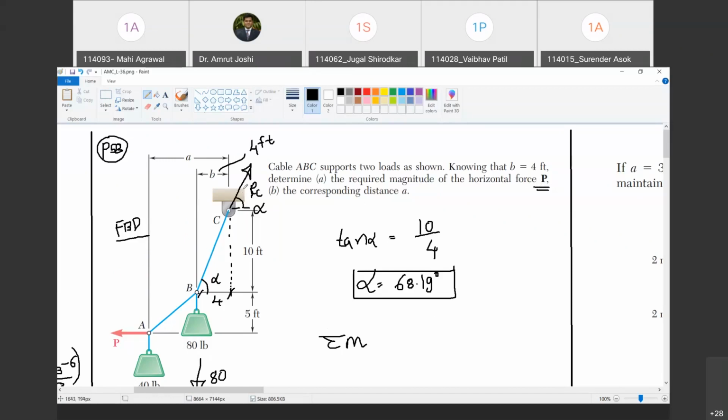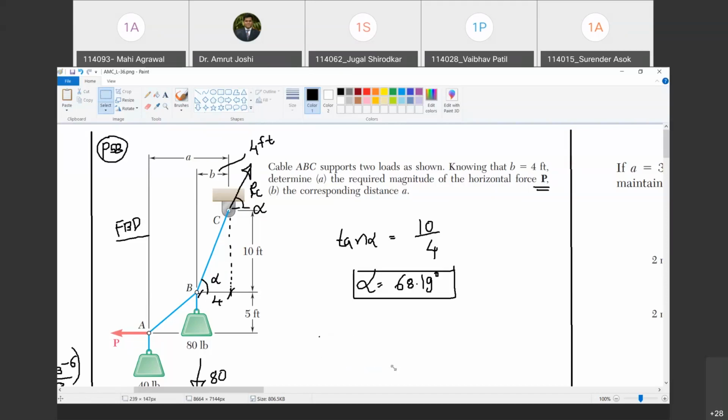So to get this reaction RC, see, if I take the moment of all the forces about A equal to 0, moment of P is going to vanish. Do you agree with me? Yes, sir. And if I take moment of all the forces about C, then moment of RC is going to vanish. Happy? Yes, sir. Now, first of all, I need to find out RC. So what should I do so that I can find out RC?